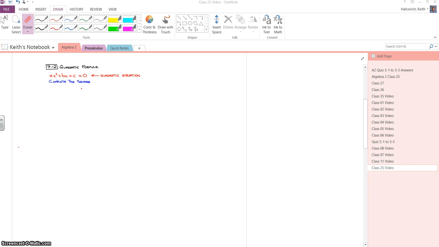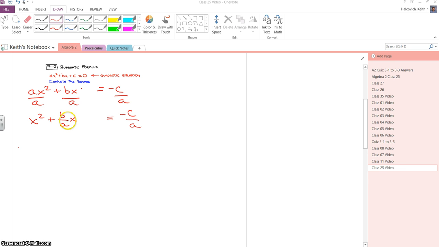The first thing we're going to do is show you how the quadratic formula came to be from the concept of completing the square. So remember, completing the square, we move the c term over to the other side, so it gets ax squared plus bx equals negative c. Then we divide by the number in front of the squared. So we have x squared plus b over a x equals negative c over a.